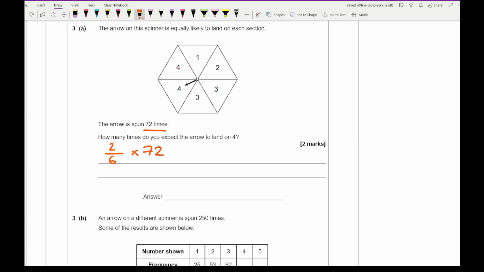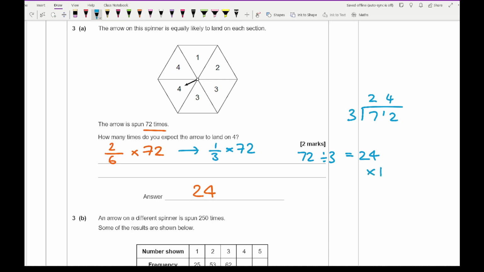Now if this is on a calculator paper, you would simply type that calculation into your calculator and hopefully you would get the correct answer of 24. However, if this is not on a calculator paper, then what I would recommend is that you simplify the fraction so it becomes 1/3 times 72. And then you want to do 72 divided by 3, which gives us, let's just quickly work that out, 7 into 3 goes 2, remainder 1, so we get 24. And then all that's left is to multiply that answer by the numerator, which is 1, and 24 times 1 gives me 24.